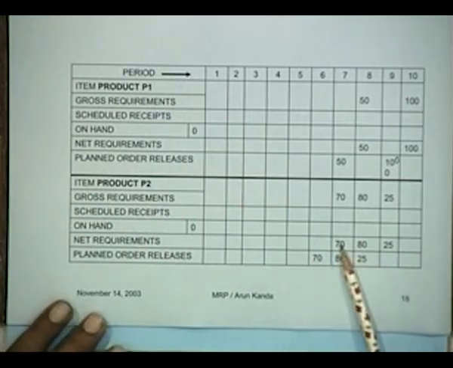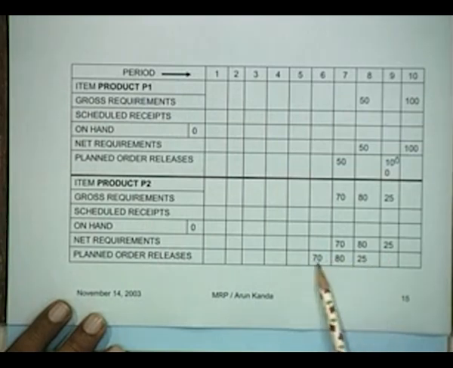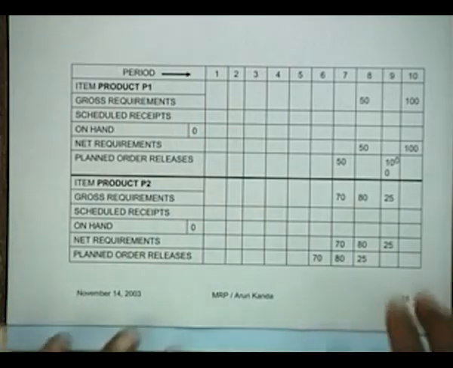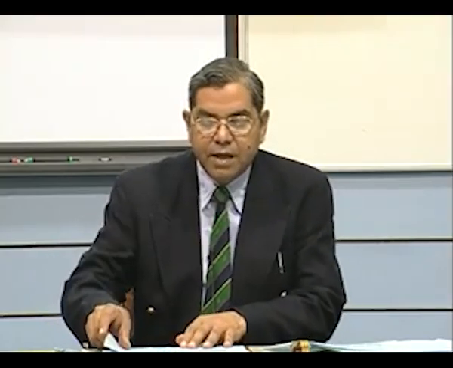You have this list here, and then you say, in order to meet this requirement you must plan your order releases well in time. So you place an order at this time and this time, only then you will get it here. So it's like working backwards. So we have done this for requirements of product P1 and P2.